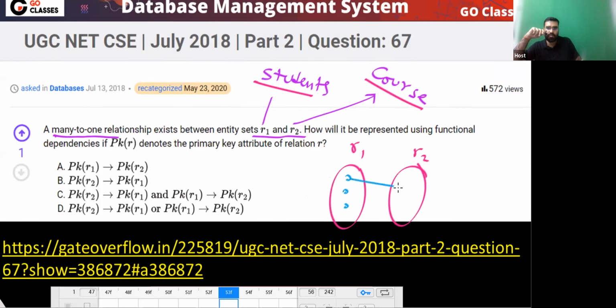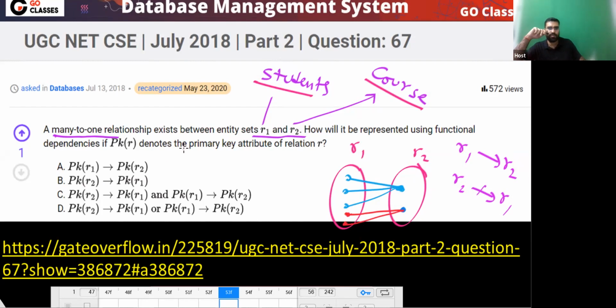It means many of R1. So if you know the value of R1, can you tell the value of R2? Clearly, yes, right? So definitely R1 determines R2, but you can notice R2 does not determine R1, correct? Because if you know the value of R2, you cannot find out the value of R1, since there can be many values in R1.